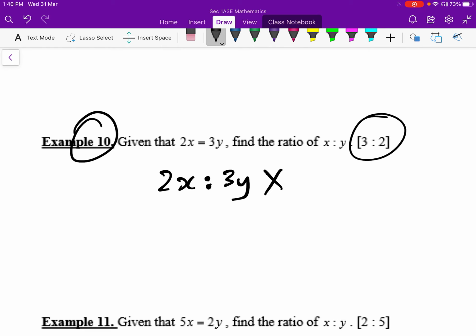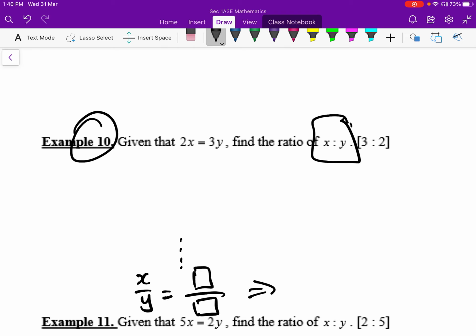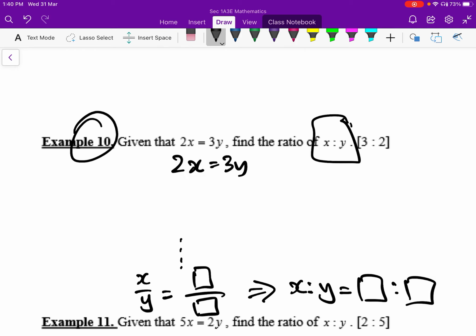So this is wrong. Okay, now remember our ratio can be written as a fraction. If they want x to y, then in your mind, at the end of the day, if I can write x over y equals a number over another number, then I know the ratio of x to y must be the first number, numerator, to denominator. So the question is, are you able to write this fraction, x over y? Turns out it's super easy to do so. 2x equals 3y, x equals 3 over 2 y, x over y equals 3 over 2. Do you agree?